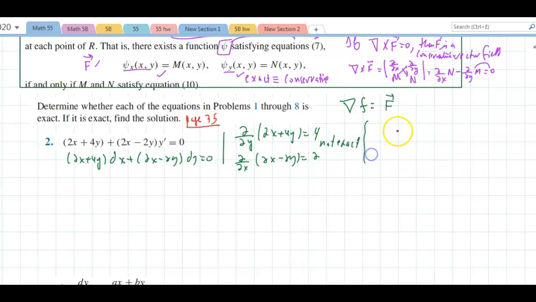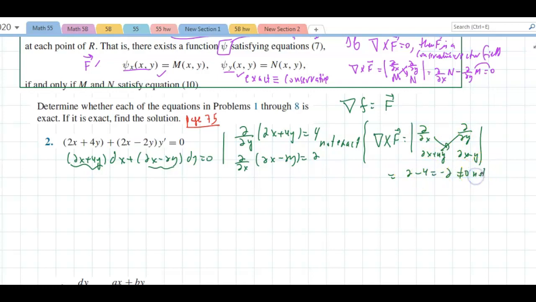Another way of doing this is for you to say, you know what? Let me check if I take del crossed with this function f, assuming f is and always in that order, right? Sort of the partial with respect to x. If that equals 0, it's conservative. Whatever you like, you could use, of course, 2x plus 4y. And here, I would use a 2x minus y. And this will be the partial with respect to x minus the partial with respect to y. That's negative t, which doesn't equal 0, so we say not exact.